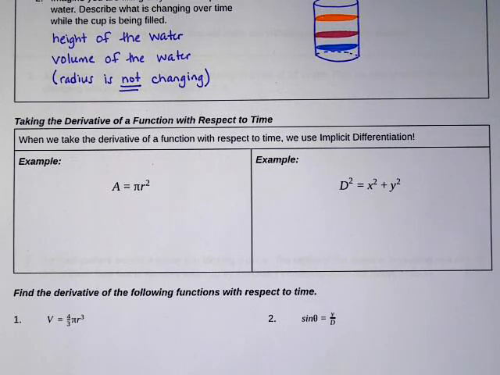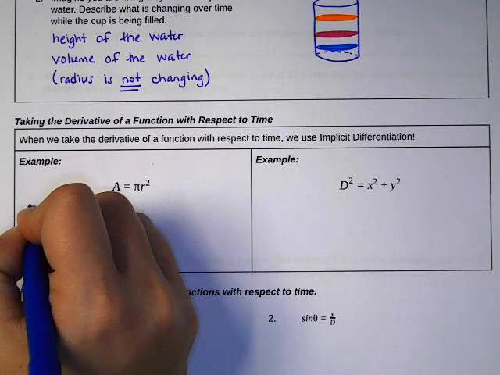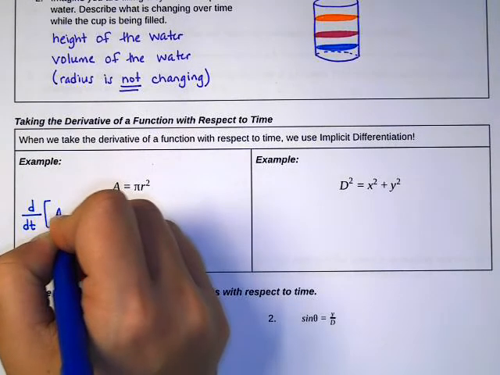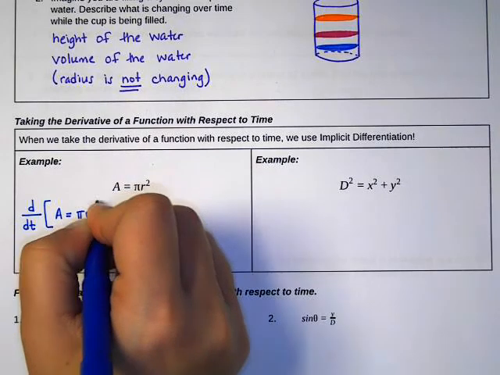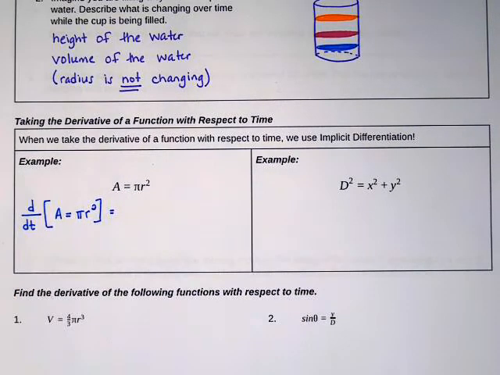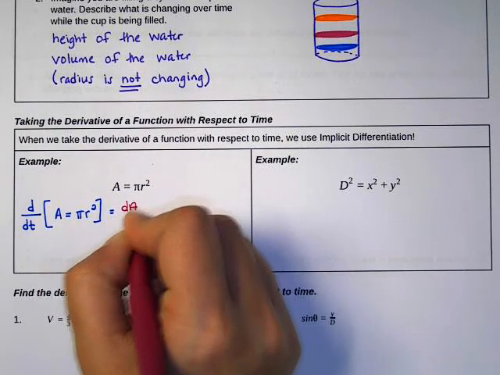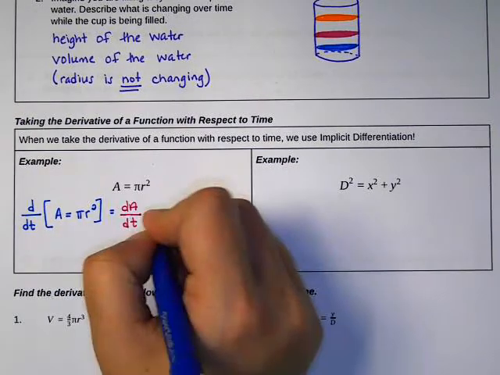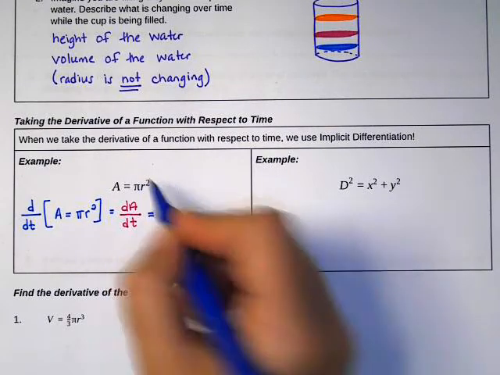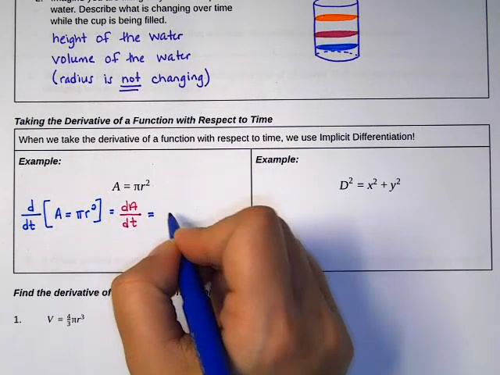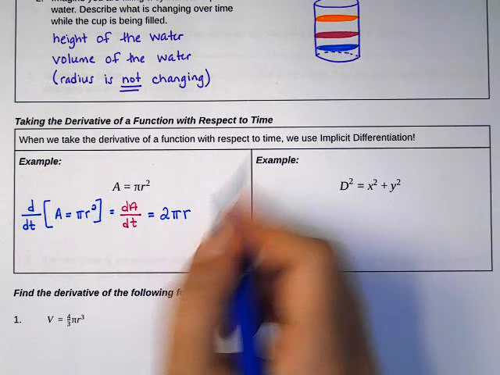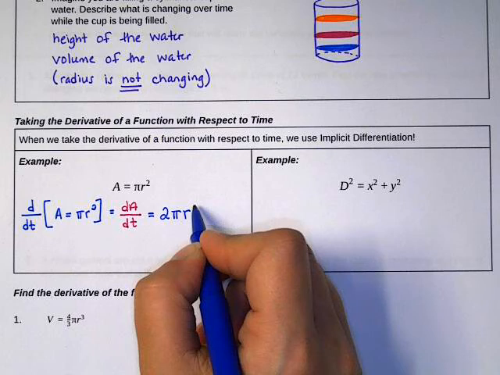So here's how we do that. If we want to take the derivative with respect to time of the equation area equals pi r squared, then the derivative of area, the A, with respect to time would be dA over dt. And since pi is just a number, I'm going to treat it like a number. So for the pi r squared, I'm going to drop the 2, leave the pi, leave the r, and decrease the power by 1. There'd be a little invisible power there, which is the power rule.